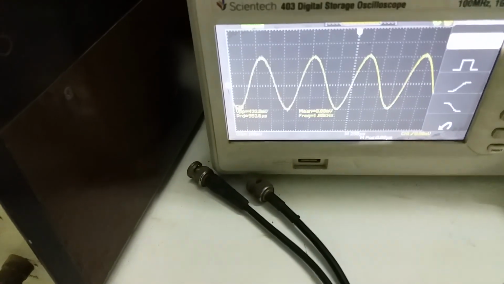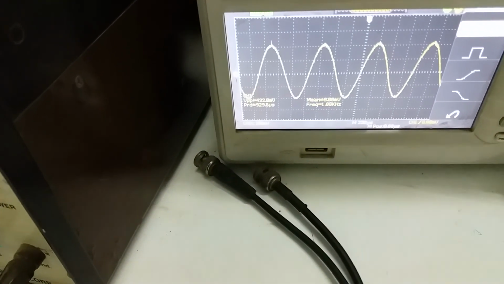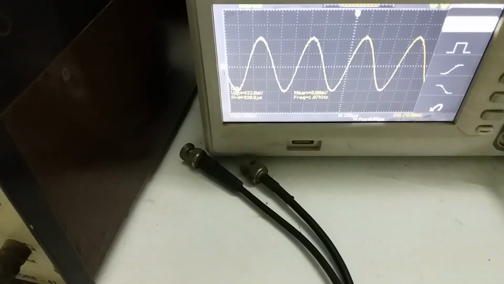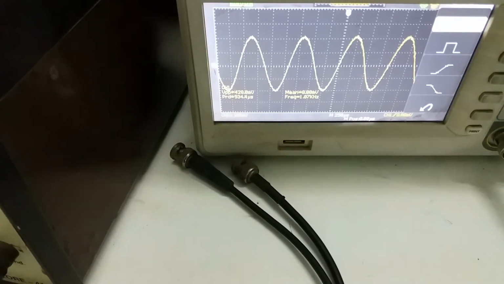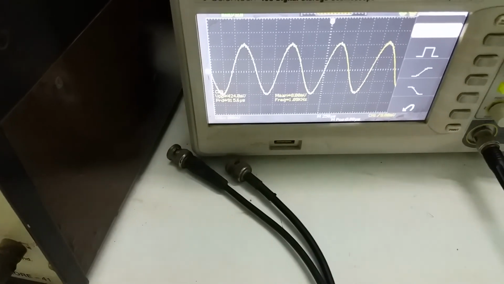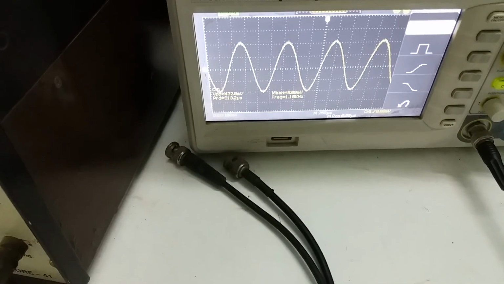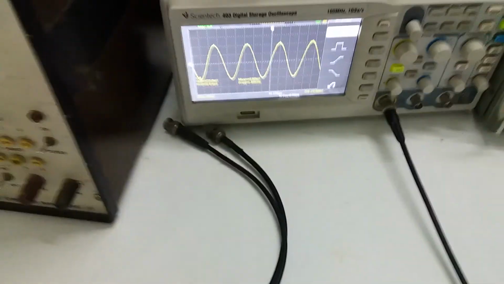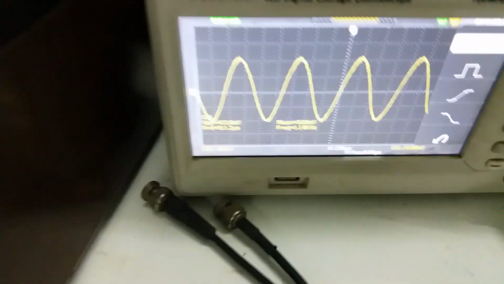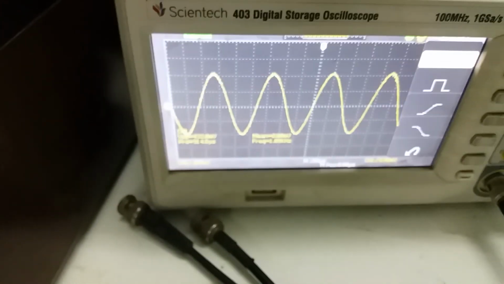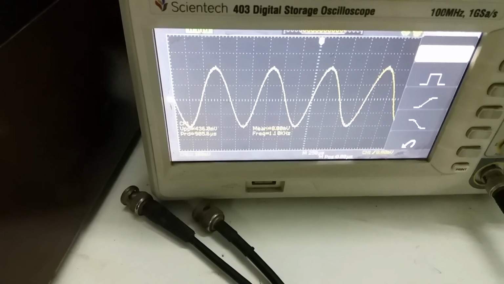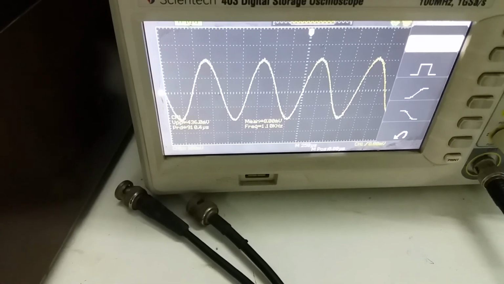Then what is the VPP? 430 millivolts is applied, and the frequency is 1.07 kilohertz. Okay, 430 we applied, and the output is 19 volts. Input is 430 millivolts, output is 19 volts. So this is about the instrumentation amplifier, the input and output waveforms. This is the input waveform, and the VPP is 432 millivolts, and the frequency is 1.1 kilohertz. Thank you.